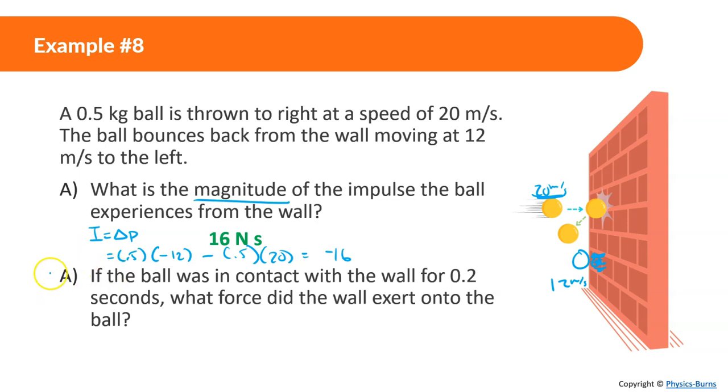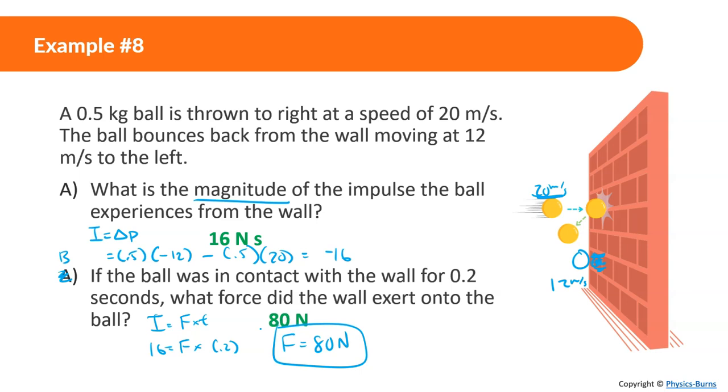All right, part B. If the ball was in contact with the wall for 0.2 seconds, what force did the wall exert onto the ball? Okay, so we know impulse is equal to force times time. The impulse is 16, we're looking for force, and the time is 0.2 seconds. So the force is equal to 16 divided by 0.2, and we get 80 newtons. Okay, hope that makes sense.